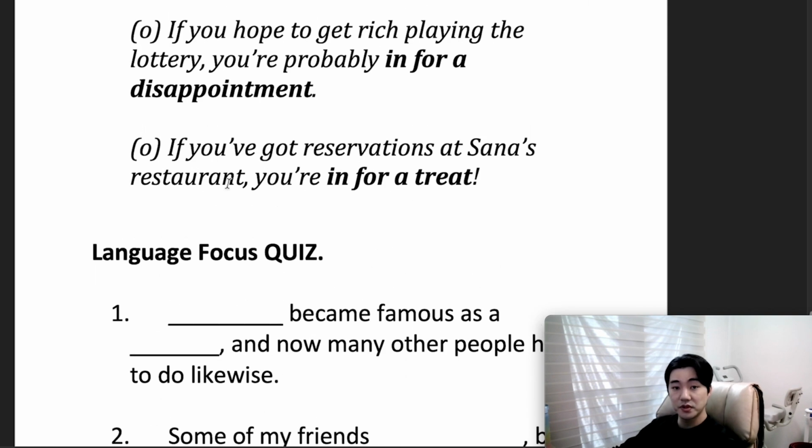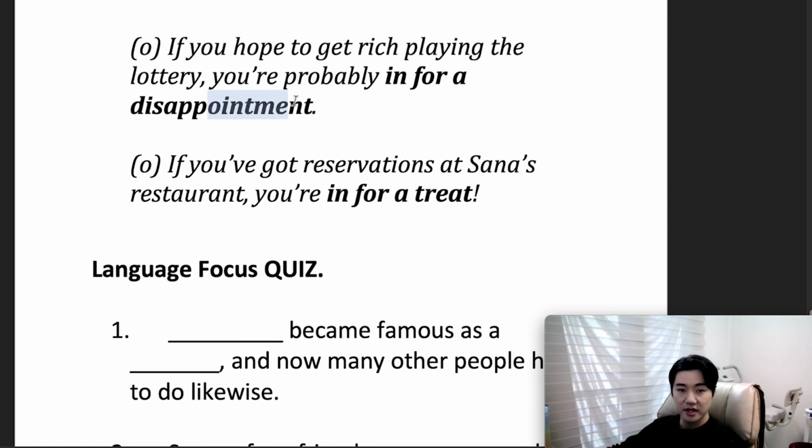If you hope to get rich by playing the lottery, you're probably in for a disappointment. So 만약에 당신이 복권을 하면서 부자가 되기를 원한다면 아마 실망할 것이다. You're in for a treat. Oh, you're in for a disappointment, sorry. Yes. As I said, I personally don't use in for a disappointment, I don't really hear it that much. However, some people out there do most likely use in for a disappointment.